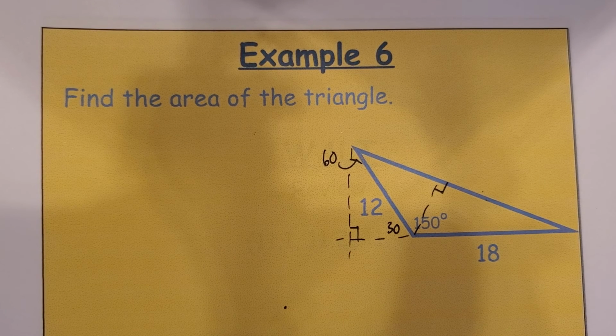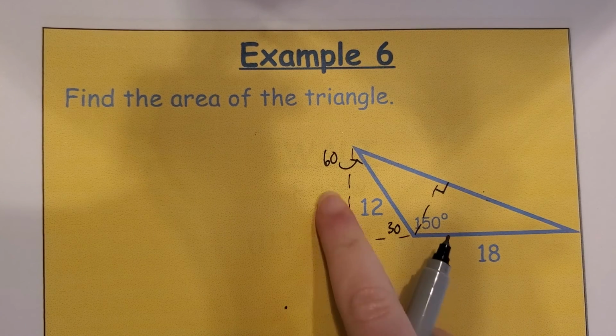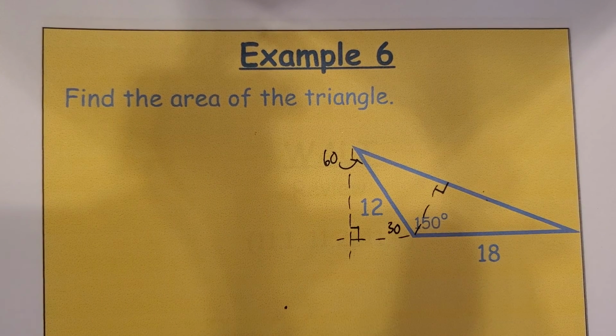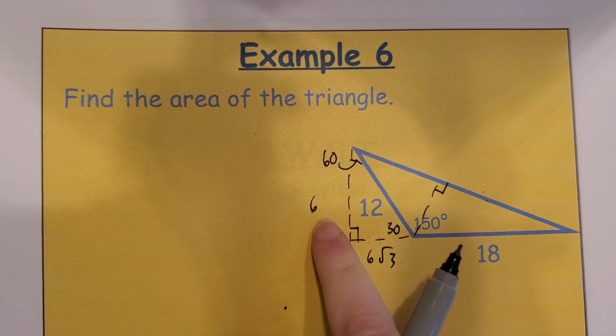So opposite the 30 is right here. 12 is still our hypotenuse, so half of 12 is the short leg, which is 6, and the long leg is 6 root 3. This one's also not drawn to scale. But 6 is actually our height this time.